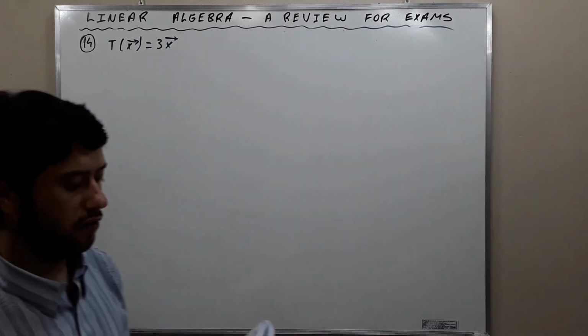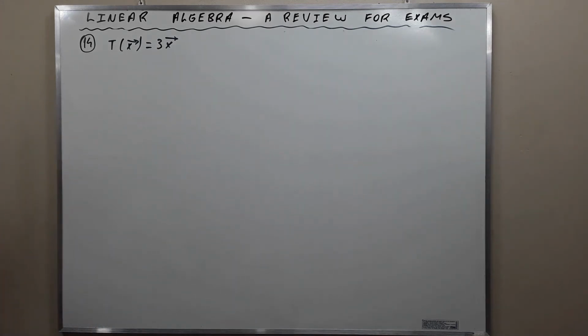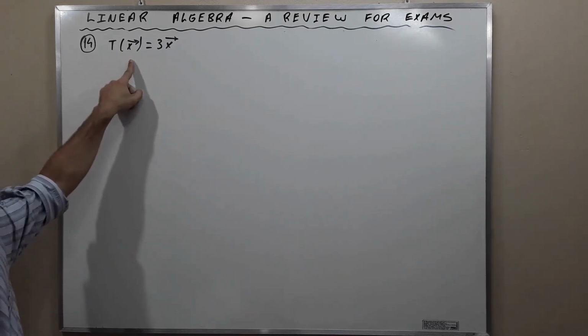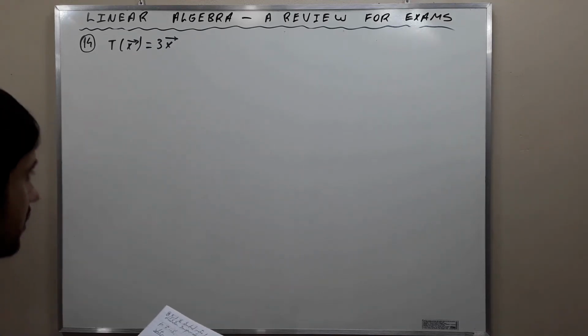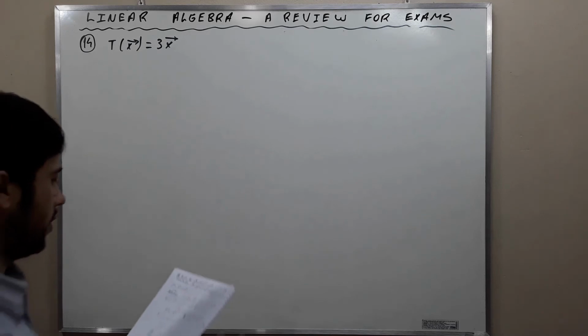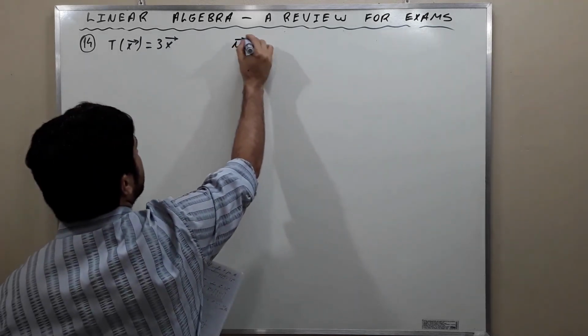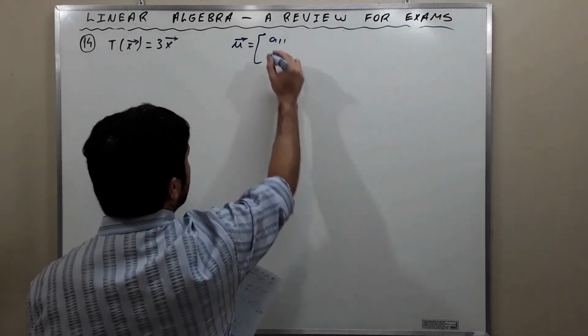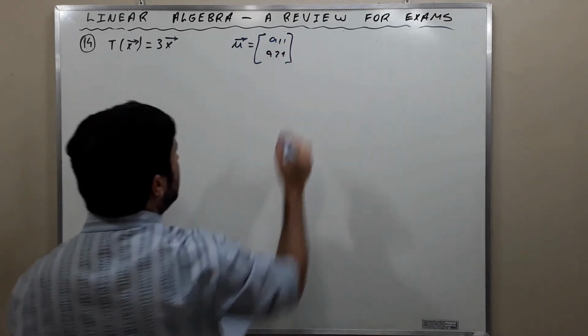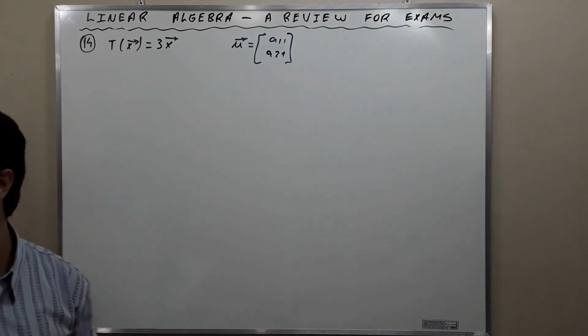Exercise 14, find the standard matrix A for the dilatation transformation T of vector x equal to 3 times x. Alright, this is what we want. We want to find the matrix that represents this transformation here. Okay, and let's work with vector u. The vector that we are going to work with is (a11, a21).